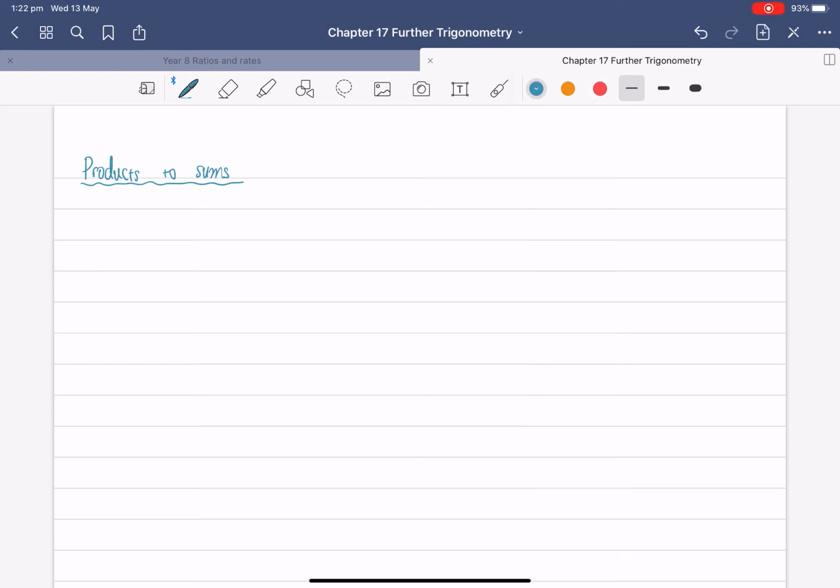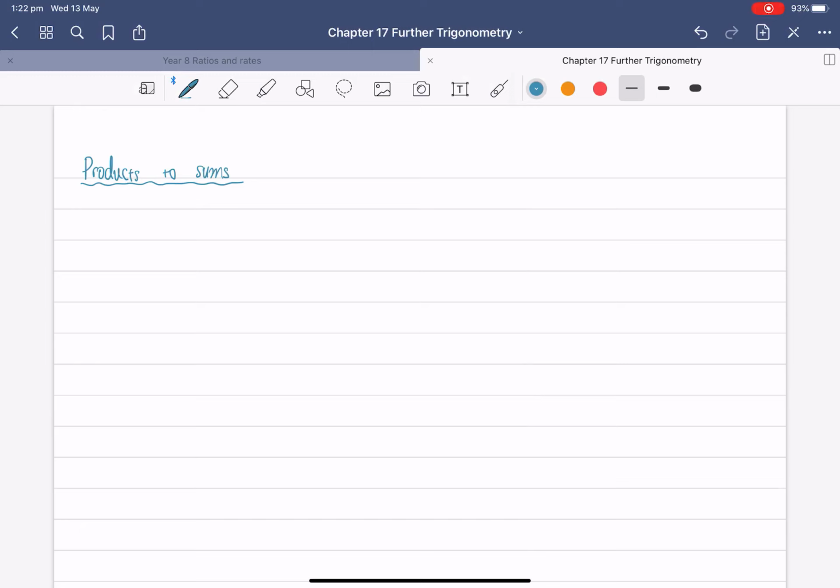Okay, so in this lesson we're going to do the product to sum formula. I find this very hard because it was not in the previous course. It's only designed for the Extension 2 students, who use those formulas to solve some trig identity or trig equation questions. The proof of the formula is pretty easy.